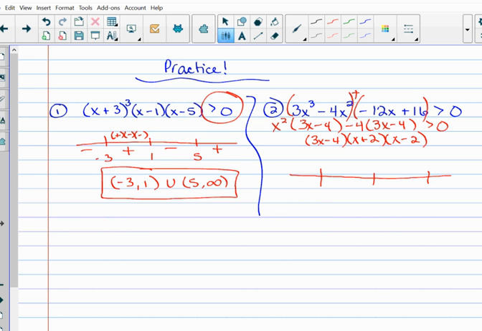So on the number line, -2 is one of the values, and then a few people mix this up. Your others are 4/3 and 2. 2 is bigger than 4/3, okay? So 4/3 has to go in the middle, and then 2.